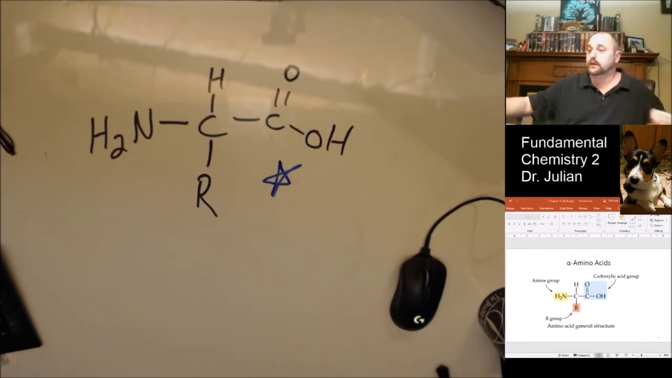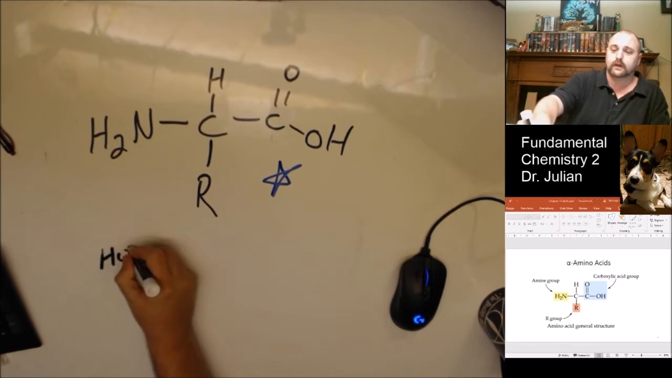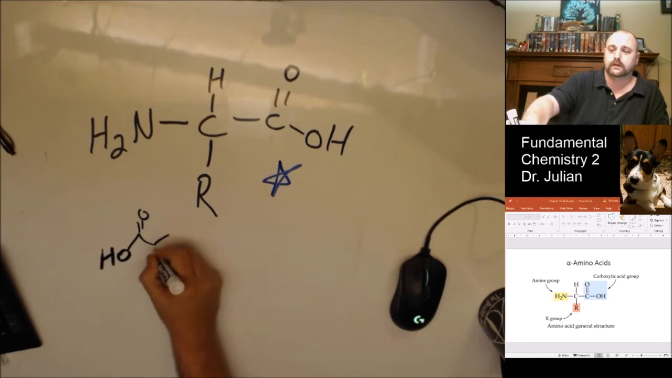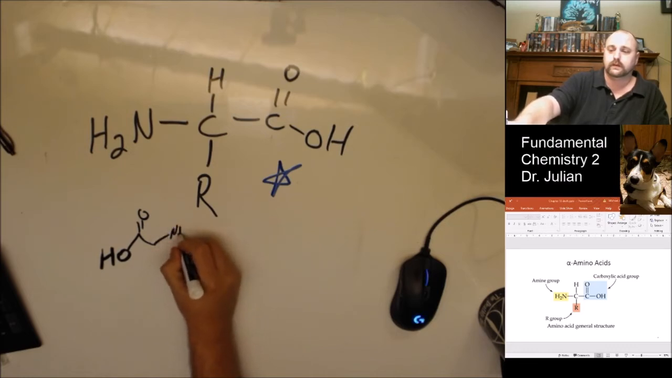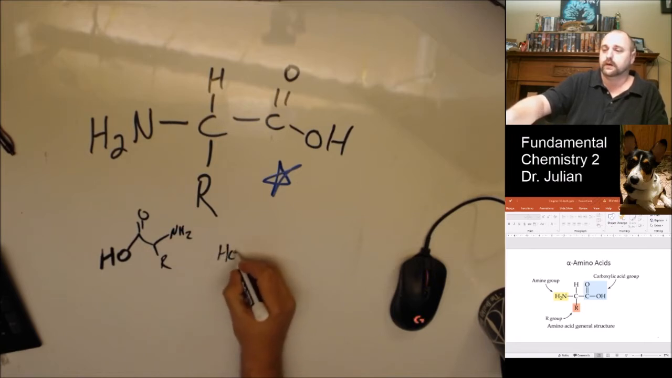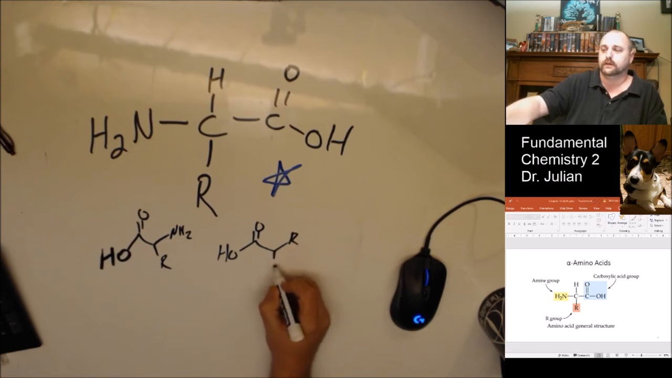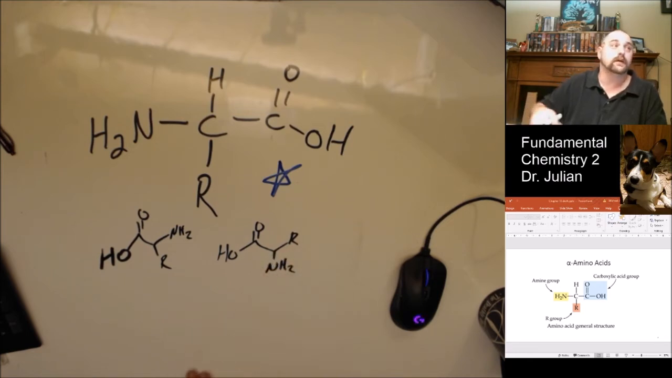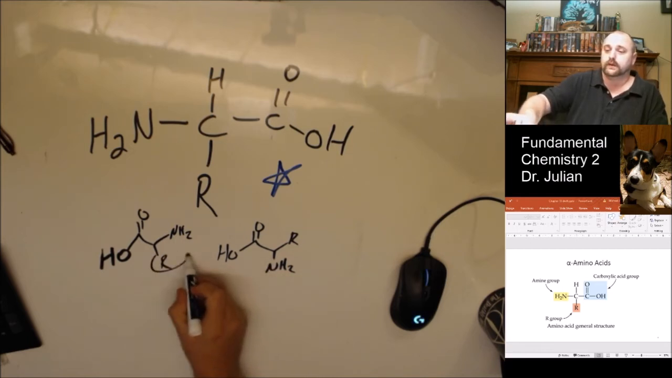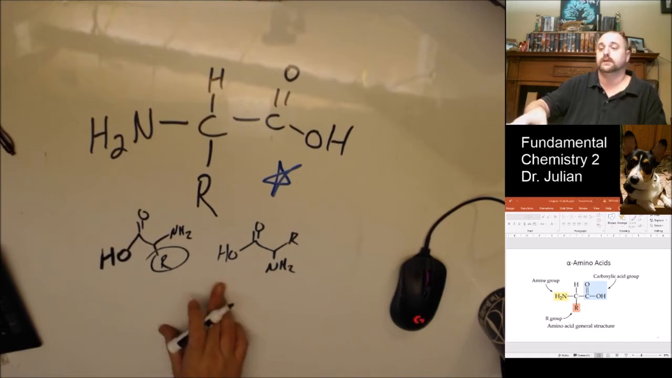Now we'll draw this several different ways. It's just an acid with an NH2 and some R. We could even draw it with the R over here and the NH2 down here. Doesn't matter. Alright? Now, we typically focus on the R. That's what determines which amino acid it is.